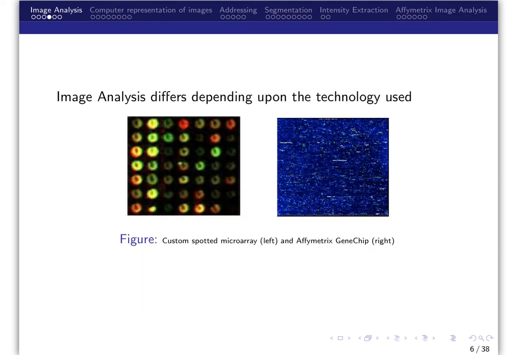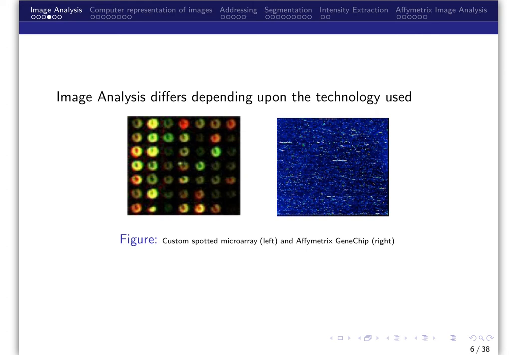The primary data from a microarray experiment are the set of images. Image analysis is required to translate the raw data, that is, the set of images, into numerical form. Recall that for custom spotted arrays, as seen on the right, 2 samples are independently labeled with different dyes and then combined and simultaneously hybridized to the same slide.